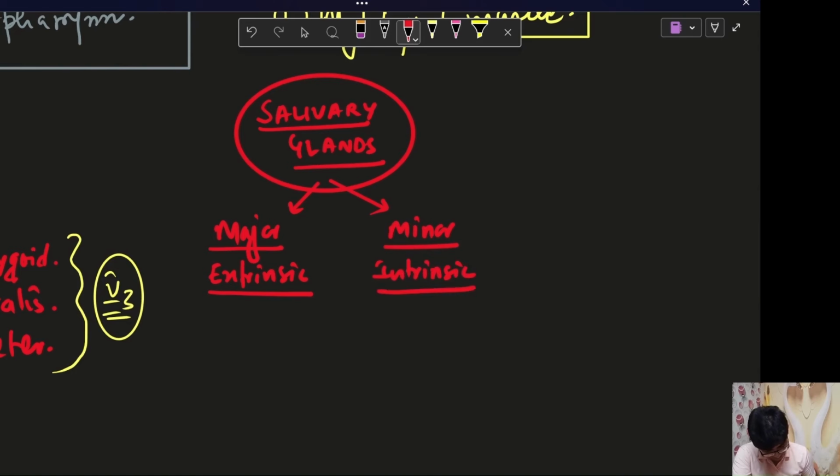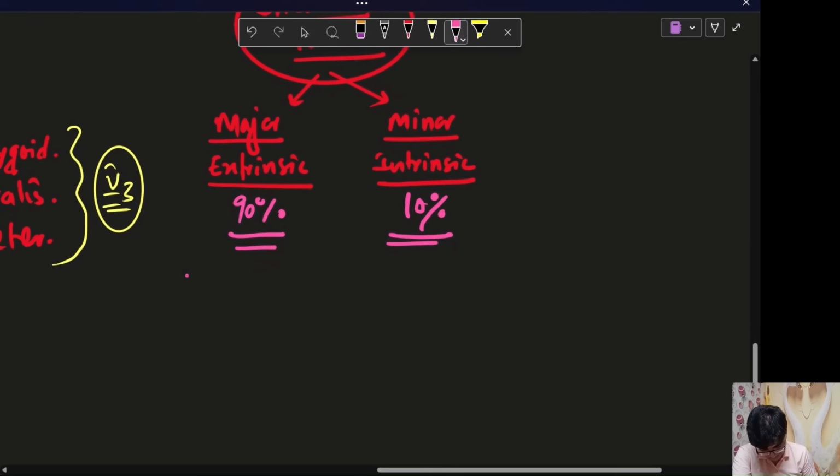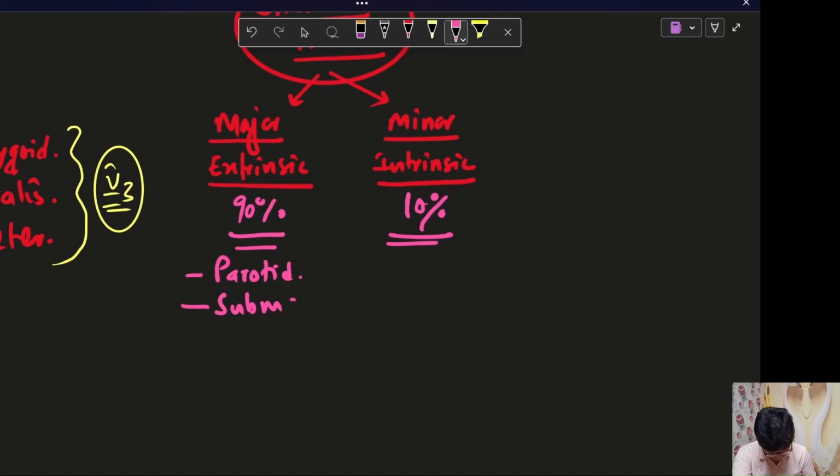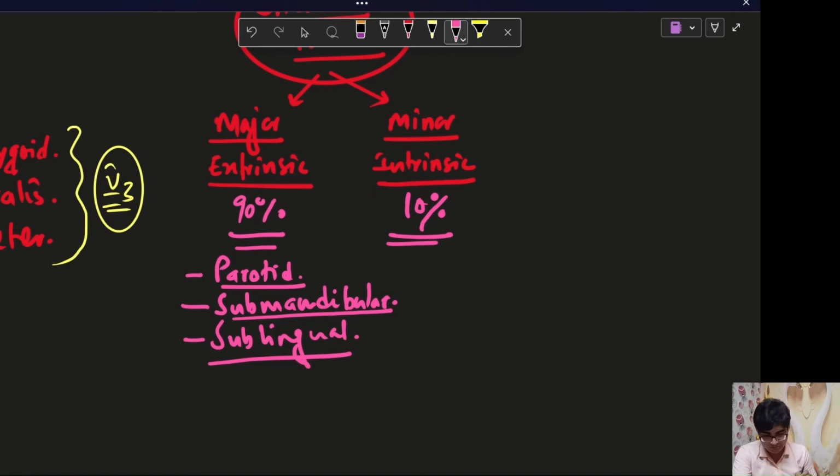Minor salivary glands, again, as the name suggests, they are of minority, so that is 10%, whereas extrinsic major salivary glands are of 90%. So that is 10%, this is 90%. Extrinsic major salivary glands include your parotid, submandibular, and the sublingual glands. So that is about the major salivary and minor salivary glands you need to know. Correct?